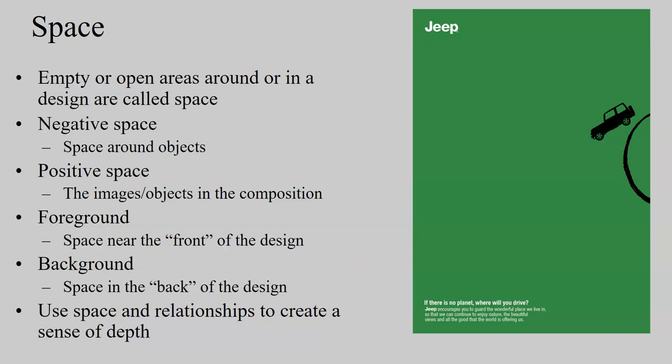Negative space is going to be the space around objects, and positive space is the images or objects in the composition. You'll have a foreground, which is space near the front, and you can have a background, which is the space in the back. Use space and relationships to create a sense of depth.